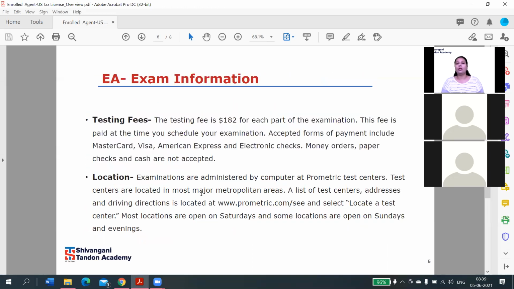EA examination, currently the fees has been revised to $185 for each examination. Okay, so in Indian currency, it would be somewhere around 14 to 15,000 for each one of you. Then each paper. So apparently you will be investing somewhere 45 to 48,000 in the EA examination. And then once you get the license, you can earn it easily within a year time period.